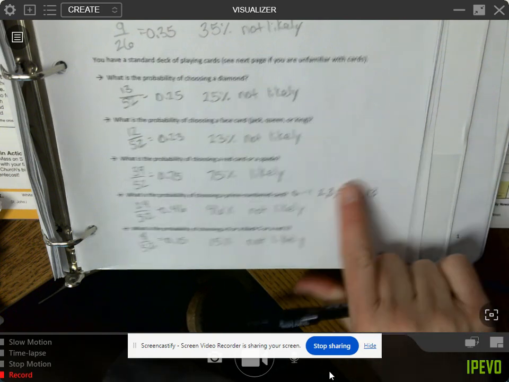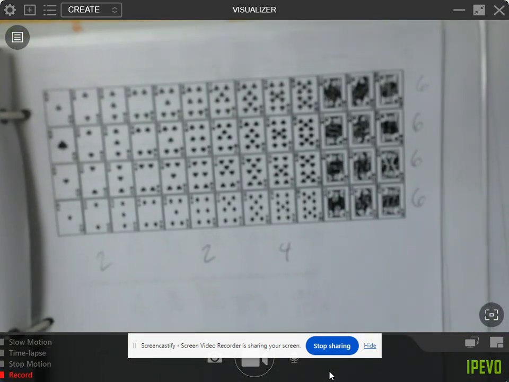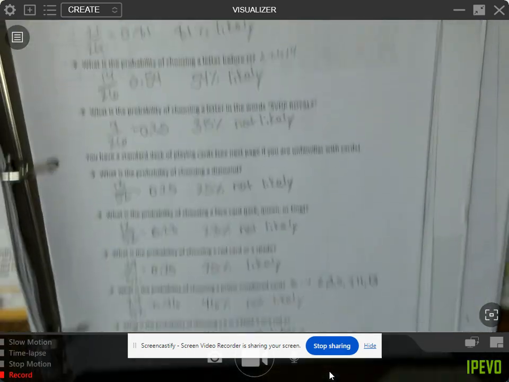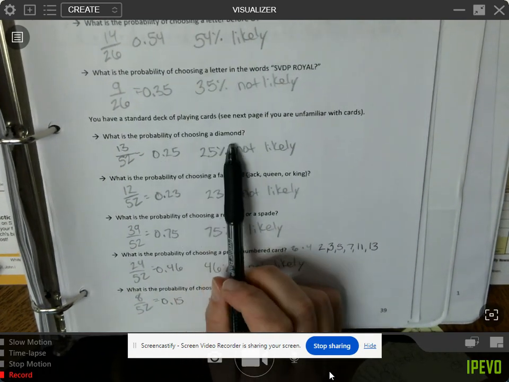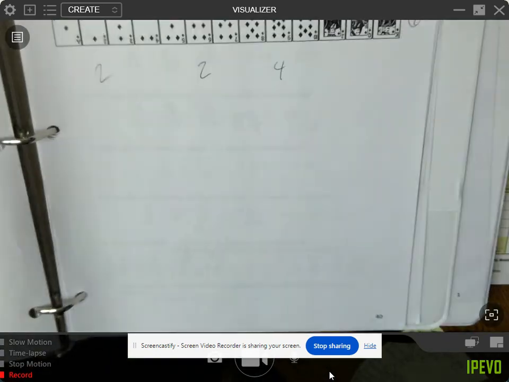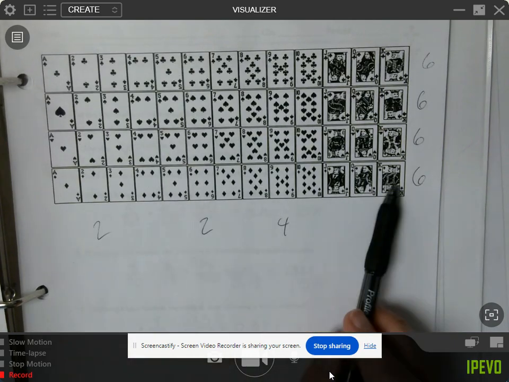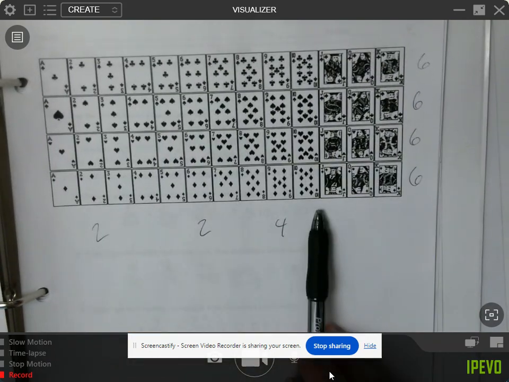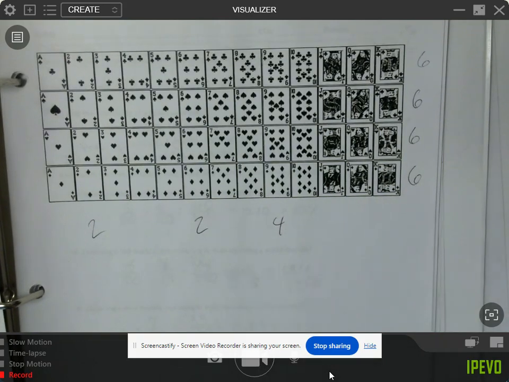So we look at our cards and we look at what it is that we want from those cards. So when we looked at the first one, what is the probability of choosing a diamond? We had to look at our diamonds. So these are the diamonds. And we had to count how many of those cards there are. There are 13 diamonds in a full deck of cards. So we want one of those 13. So we have 13 possible cards we could choose that were a diamond.